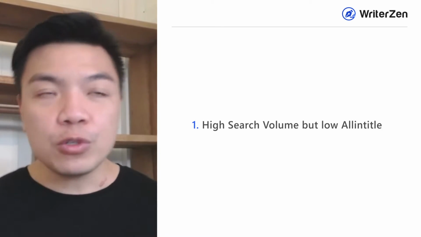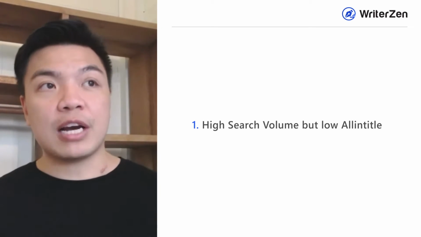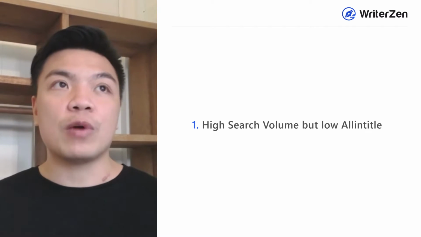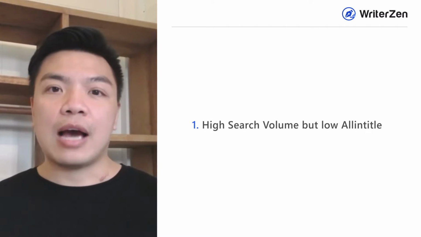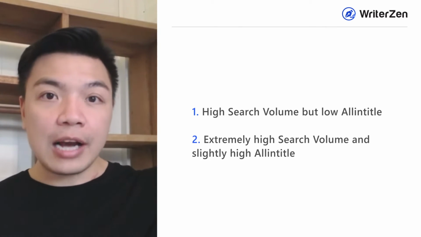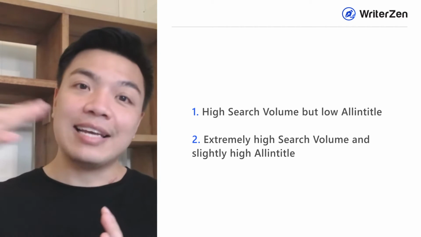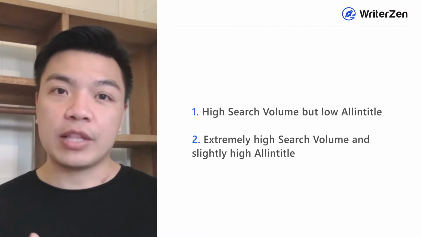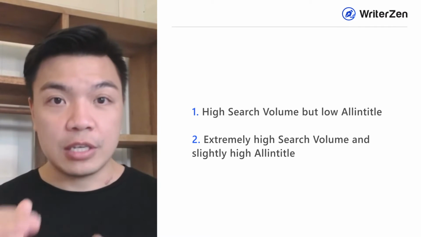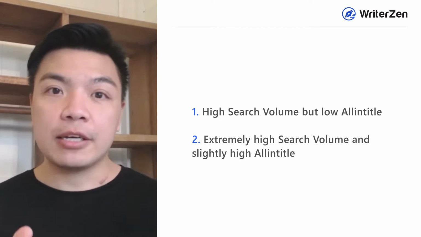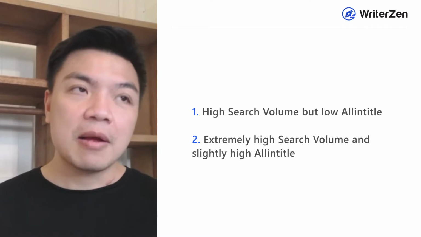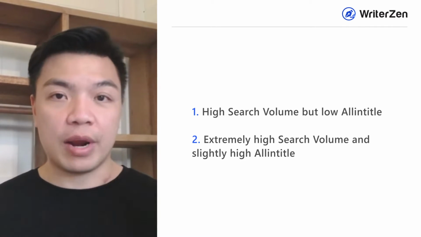But the issue we also ran into when we developed this big allintitle is that now things become a little more interesting, because we also have to identify not only the keywords that have high search volume and low allintitle, but also some keywords that have extremely high search volume and slightly higher allintitle. For example, you have a keyword that has allintitle 100, meaning that there are 100 websites competing for this keyword, but the keyword may contain 5,000 search volume. So even though it's very difficult to target, the effort is still worth it if you are able to rank.